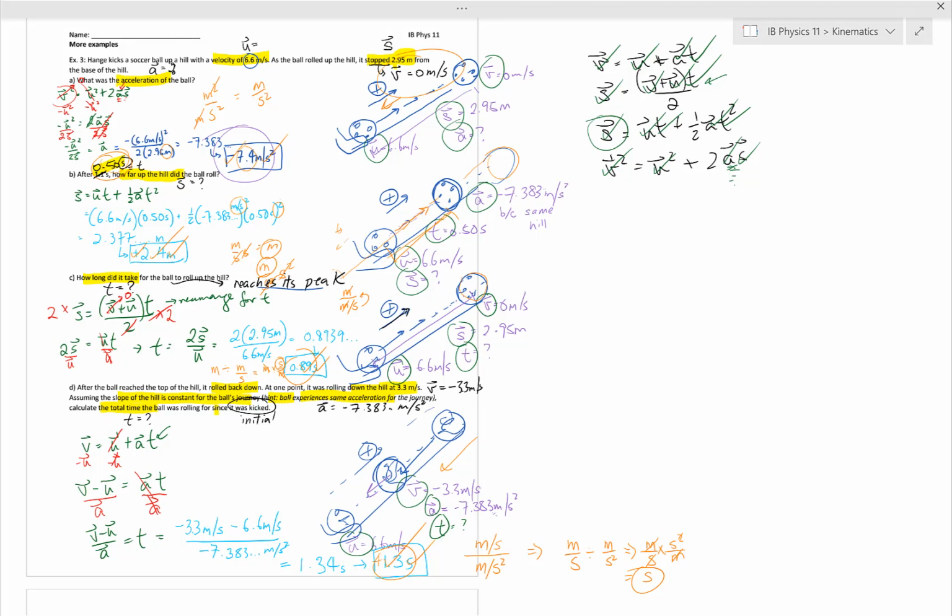The second thing I want you to take away is directions. Make sure you put in the correct sign for your vectors. We just saw an example that if you did not put in the correct sign, you get a completely different number in your solution.